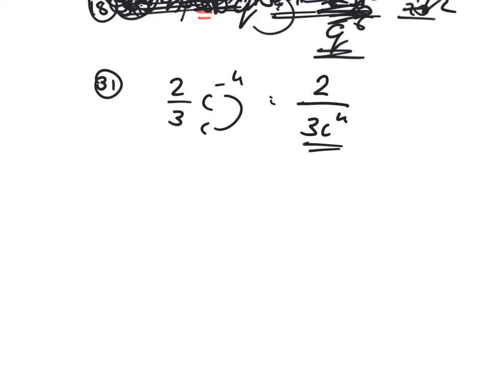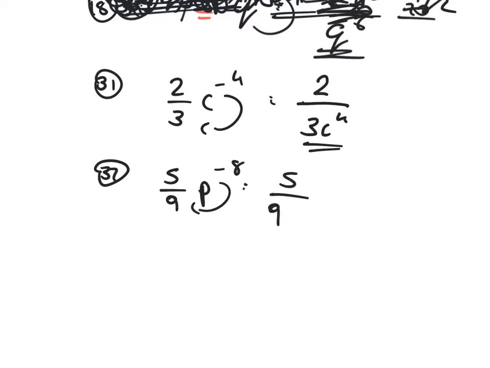Example 31, 2/3 c to the minus 4. Bringing that back down beside the 3, that will be 2 over 3 c to the power 4. Example 32, 5/9 p to the minus 8. Bringing that back down, and that's going to be 5 over 9p to the power positive 8.